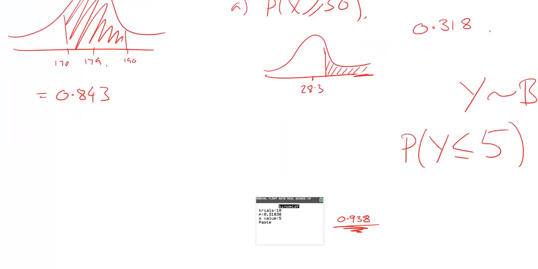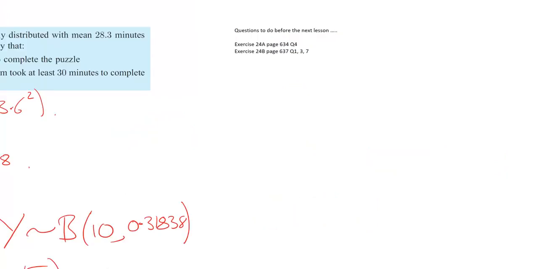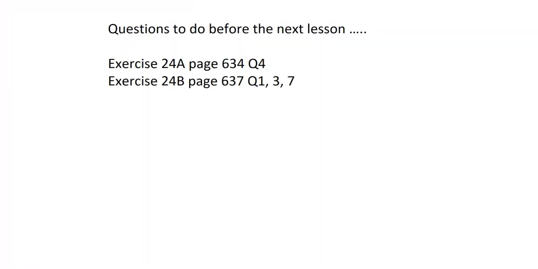when to use each of the two different things. Okay, so following on from this, you should be able to do 24A, which requires no calculator, just that table to help you look up probabilities, and then 24B, which is some practice using the calculator for normal distribution problems.